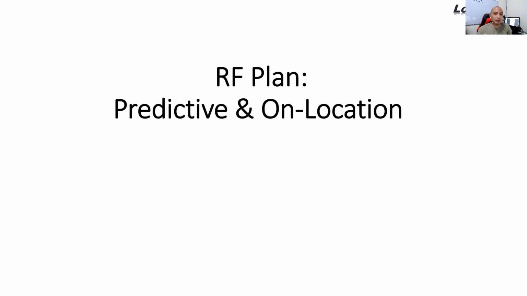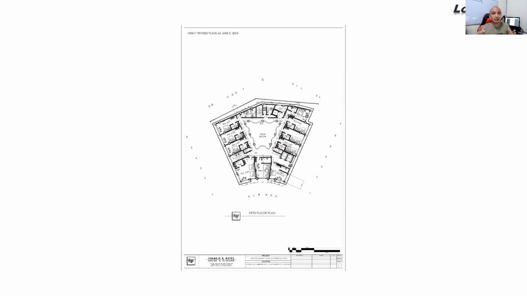So there are two types of RF plans that you can do for a certain client. One is predictive, and the second is on location. Let's tackle predictive first. A predictive RF plan means you need to have a site survey and you need to have the building plans with you for you to be able to complete this one.